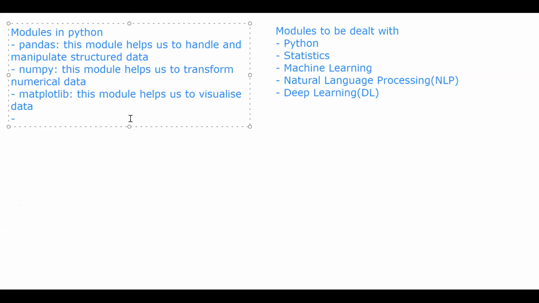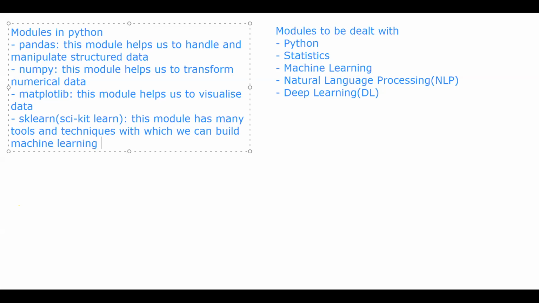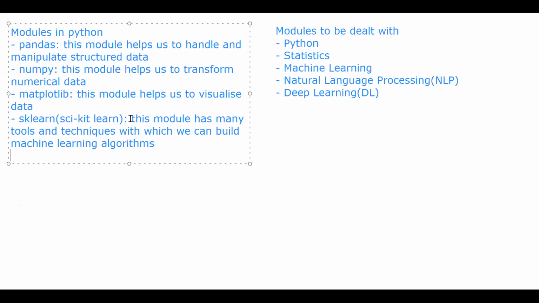Now these are the modules which help us in understanding and cleaning the data. And we also have something called sklearn. The full form of sklearn is Scikit-Learn, and this is a very important module which helps build machine learning algorithms, machine learning models. This module has many tools and techniques with which we can build machine learning algorithms.